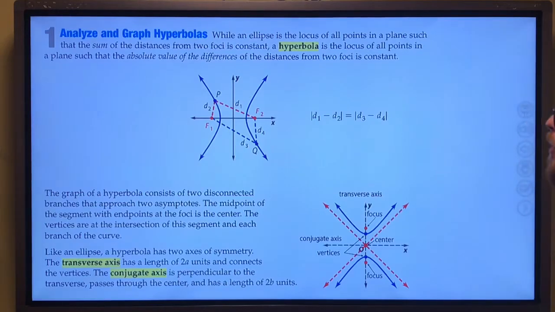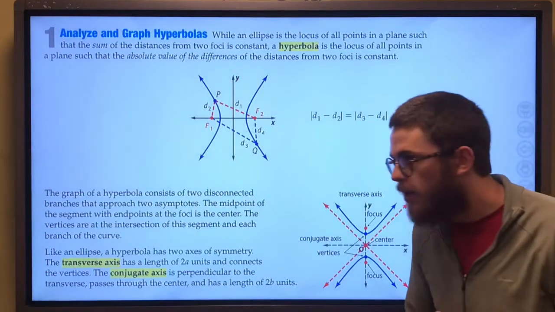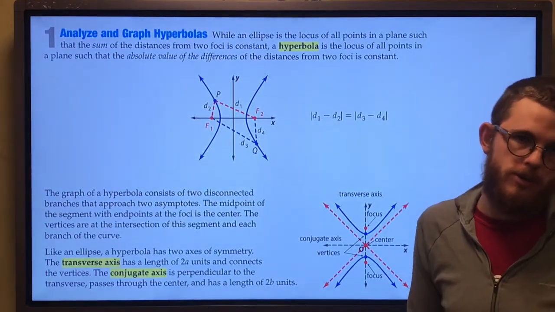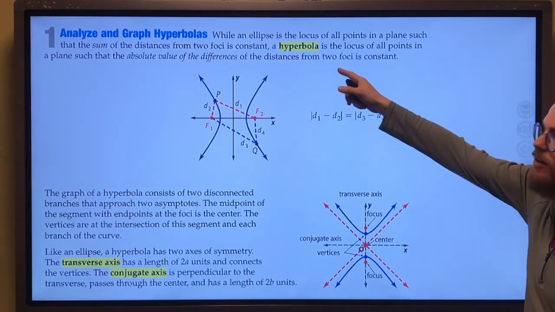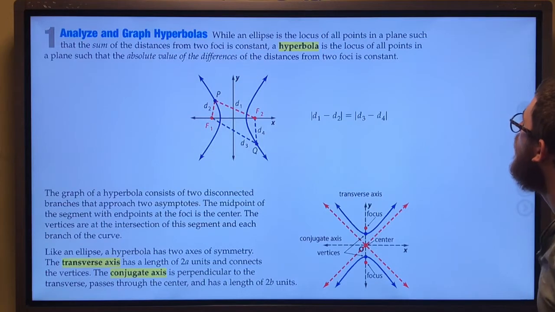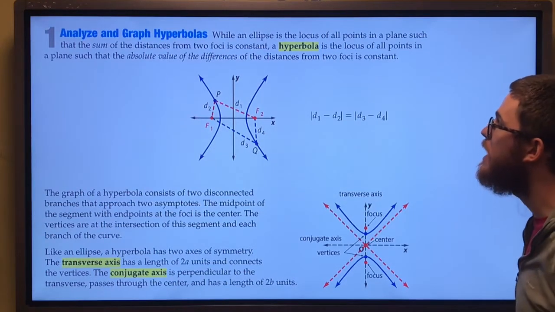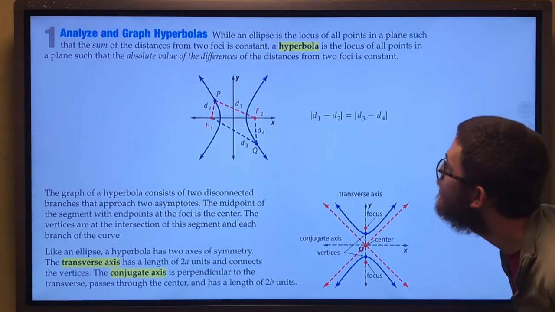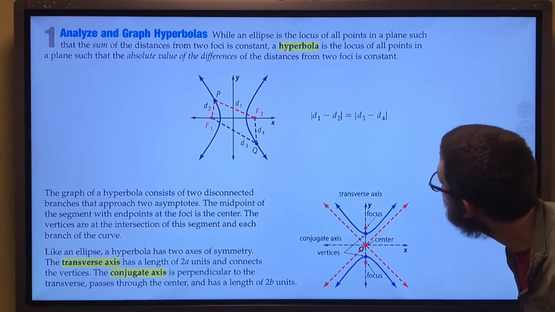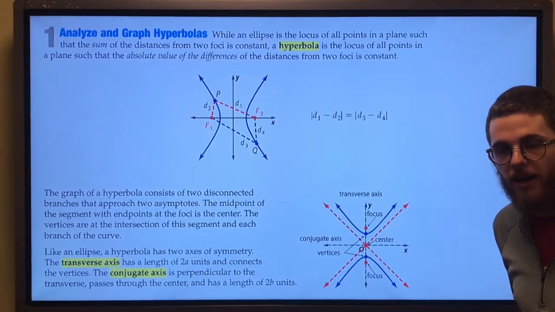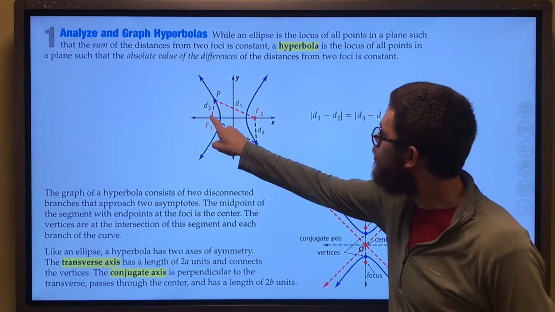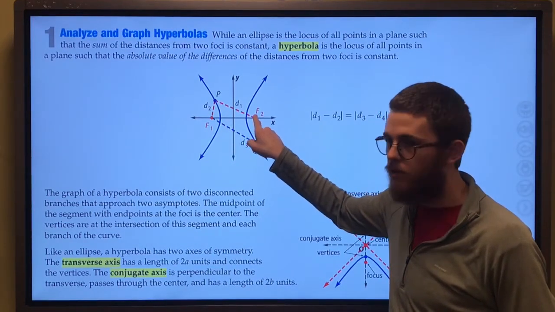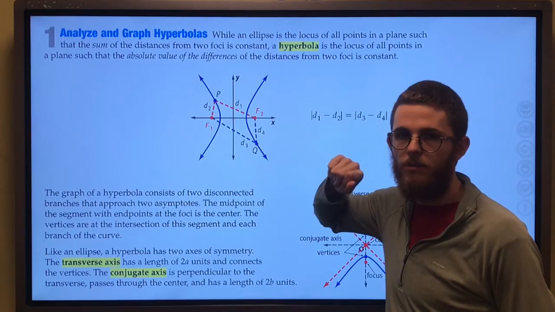All right, we're looking at hyperbolas. Now, a hyperbola is probably the strangest of the conic sections. A hyperbola is defined as the locus of all points in a plane such that the absolute value of the differences of the distances from the two foci is constant. So there are still two foci, very similar to our ellipse.